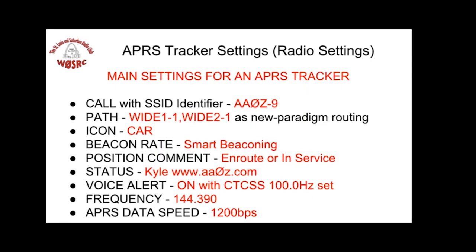Okay. So these are the things that you got to figure out. Your call with SSID, your path, your icon, your beacon rate, your position comment, your status. If you want to turn on or off voice alert, the frequency, and the APRS data speed. Okay? So we're going to go through every single one of these. After that, everything else is default. Don't change anything else. Okay? You change these parameters, you're good.